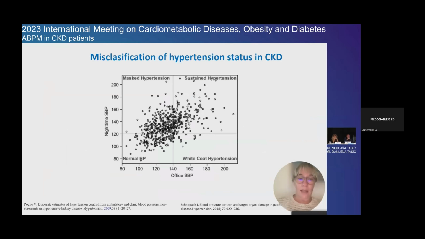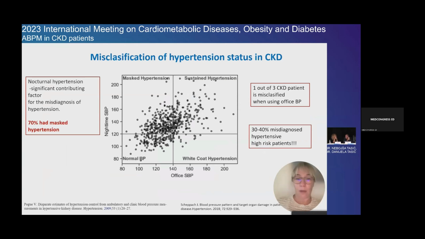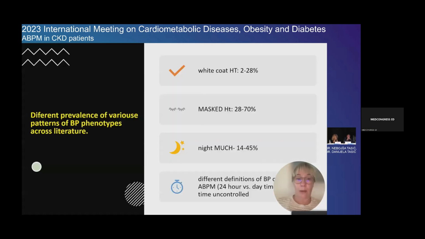Like in this study of Afro-Americans with ABPM, nocturnal hypertension was a significant contributor to misdiagnosis of hypertension. We can say that 70% of those CKD patients have masked hypertension. In other words, 1 of 3 CKD patients is misclassified when using only office blood pressure measurement. And we can say that 30 to 40% of patients are clearly missed, and we're talking about high-risk cardiovascular patients.